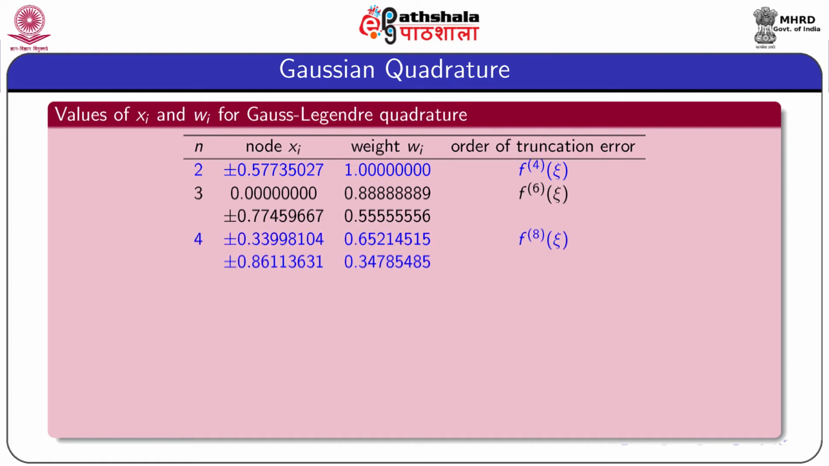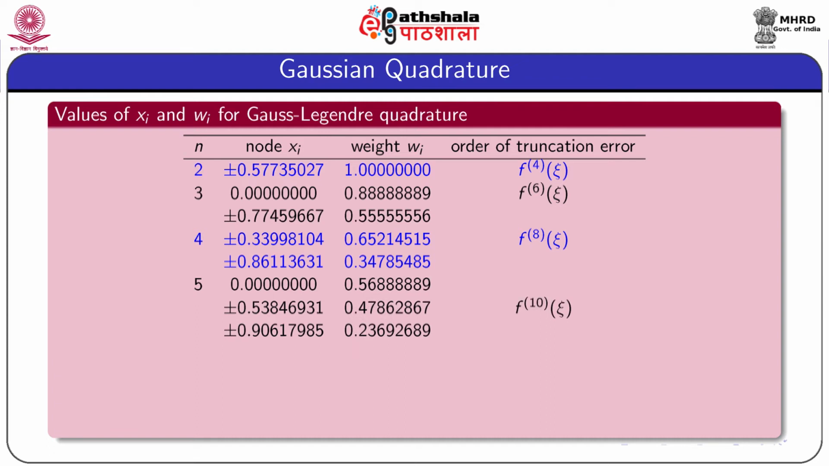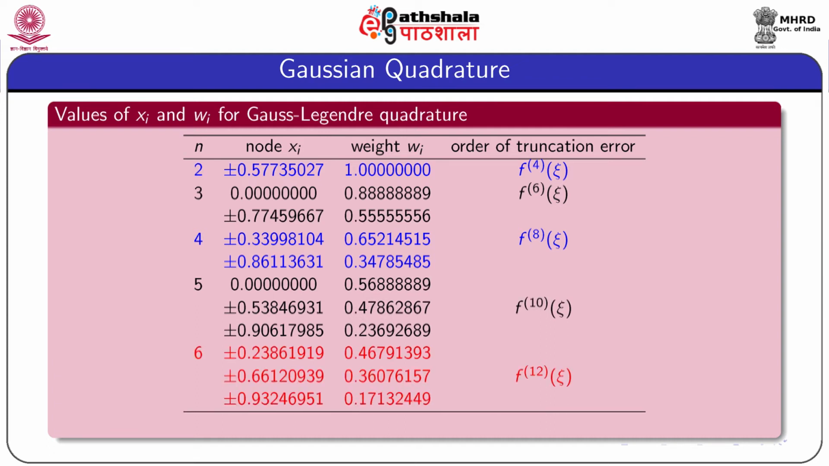These are the nodes and weights for n equal to 4, that means the 4-point Gauss-Legendre quadrature formula. These are the nodes and weights for n equal to 5, and these are the nodes and weights for n equal to 6. Note that the order of truncation error of the 6-point Gauss-Legendre quadrature formula is the 12th derivative of f at xi. That indicates that if the integrand is a polynomial of degree up to 11, then the 6-point Gauss-Legendre formula gives an exact answer. So, using a very small number of calculations, we get a more accurate or exact answer. We can conclude that the Gauss-Legendre quadrature formula is better than the Newton-Cotes quadrature formula.